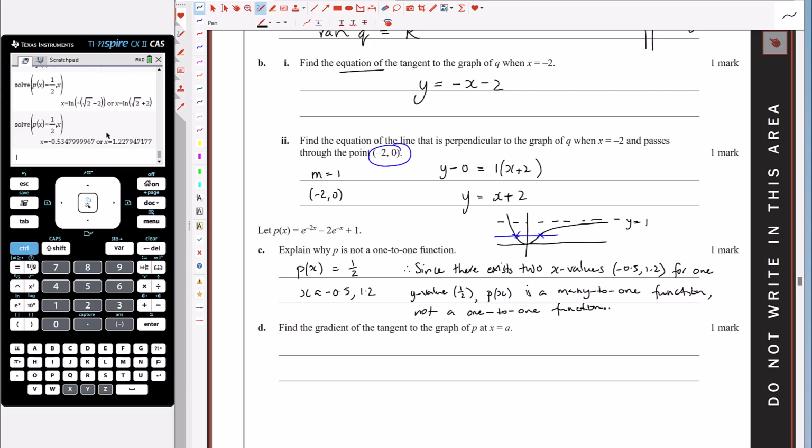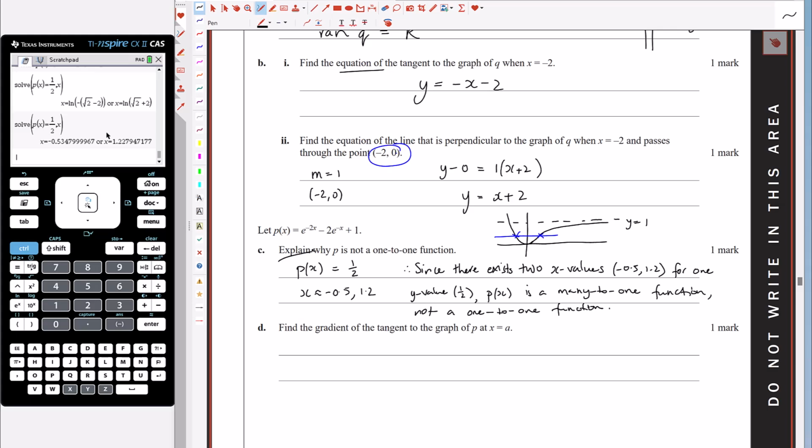Okay, so make sure you're offering some kind of explanation. Explain, i.e. use some words. Parrot the language of what you're being asked to explain. We're being asked to explain why p is not a one-to-one function, and you'll see the conclusion of my sentence says not a one-to-one function. Okay, so don't be ambiguous about answering the question.